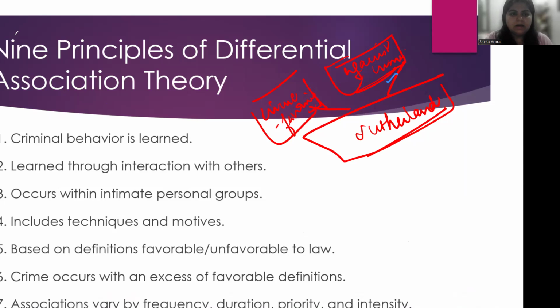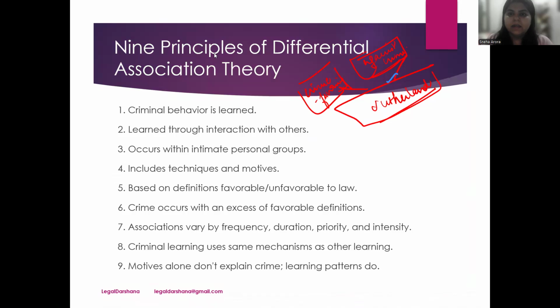Okay, so these are the 9 principles of Sutherland. When we are studying Sutherland, we need to keep this distinction in mind. Okay, so the first point that Sutherland says is criminal behavior is learned.